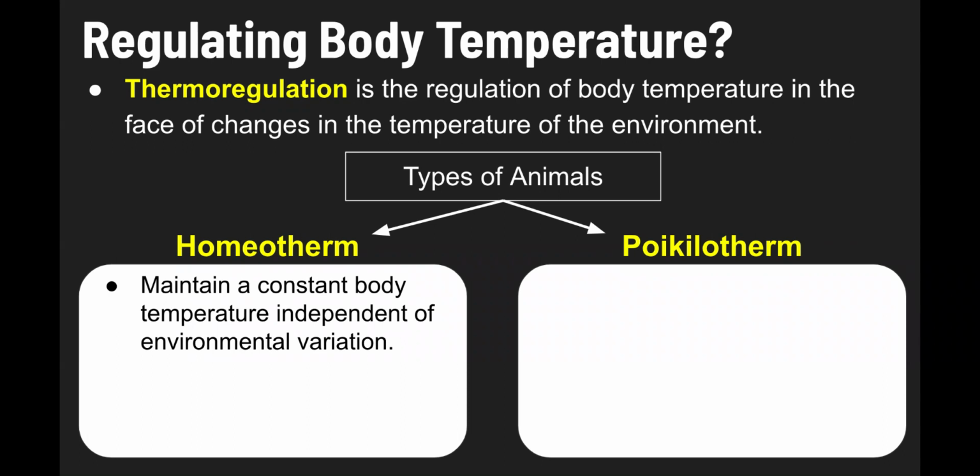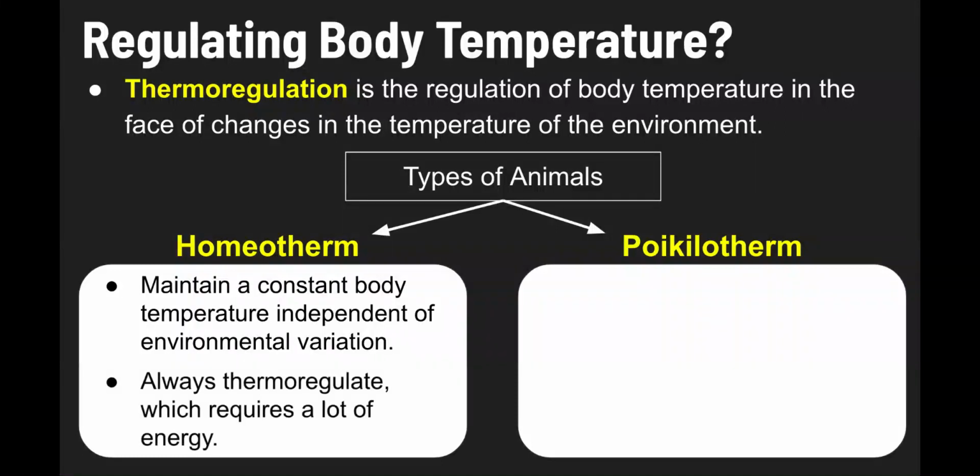A homeotherm maintains a constant body temperature independent of variation in the temperature of the environment that they're in. And homeotherms always thermoregulate. So they're always keeping that constant body temperature internally, even if the environment around them is changing temperature. But to thermoregulate like that all the time requires a lot of energy.